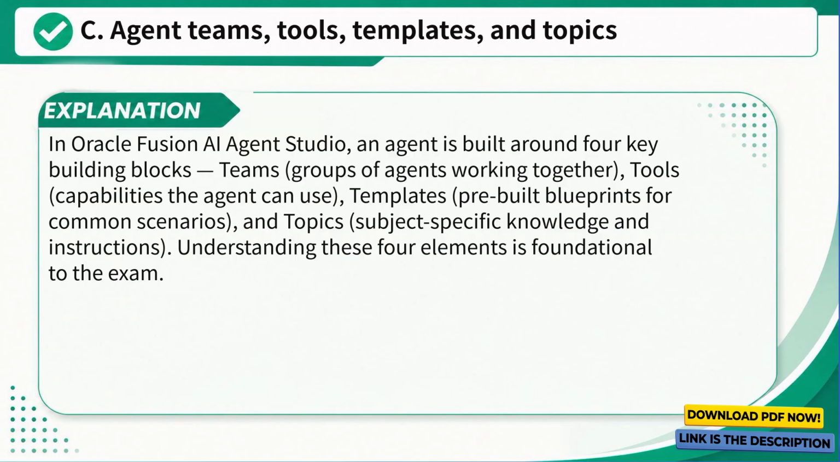Explanation. In Oracle Fusion AI Agent Studio, an agent is built around 4 key building blocks: teams, groups of agents working together; tools, capabilities the agent can use; templates, pre-built blueprints for common scenarios; and topics, subject-specific knowledge and instructions. Understanding these 4 elements is foundational to the exam.